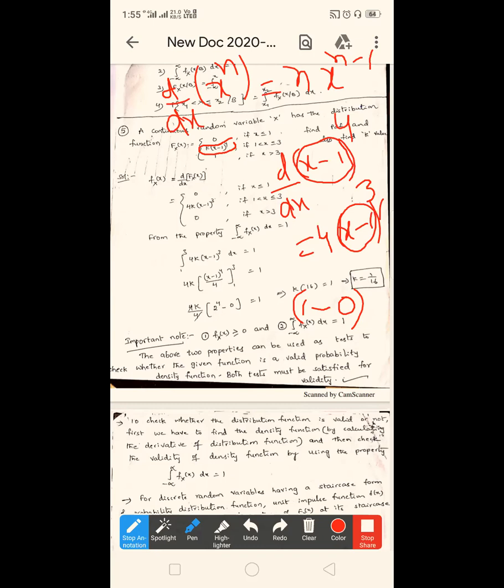What about the third range? For the third range, the cumulative distribution function value is 1. So what is the derivative of 1? The derivative of a constant is 0. So this is the function. Already time is over. Let us continue in the next class.